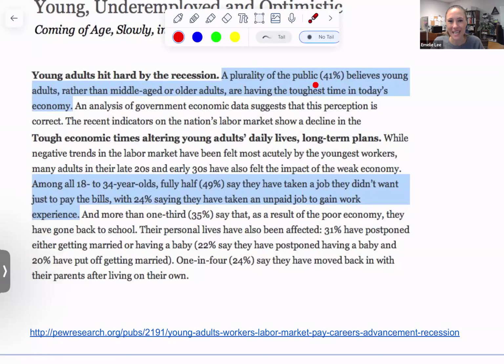And so remember all that time we spent reading tables and talking about, okay, so of those who vote Democrat, right, how many blah, blah, blah? So now we're back to that, and that's what we were practicing, right? So of the public, 41% believes young adults rather than middle-aged or older adults are having the toughest times in today's economy. So I'm going to highlight the part that interests me. Of the public, 41%. Now this is a proportion.